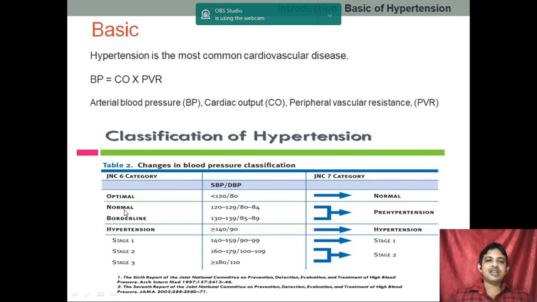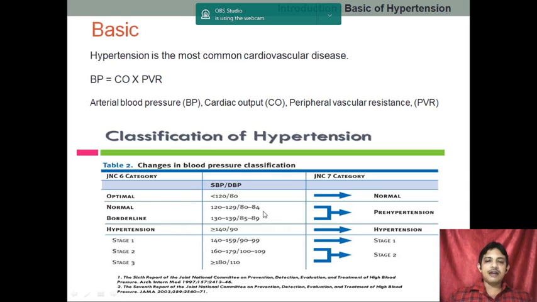Next, this is the JNC6 category and this is the JNC7 category. So how has it changed? Previously it was optimal. Now, in JNC7 it is considered as normal. Next is normal as per the JNC6 category, that is systolic 120 to 129 and diastolic 80 to 84, of course in mm of Hg. And borderline, clear, borderline is considered as 130 to 139 and 85 to 89.